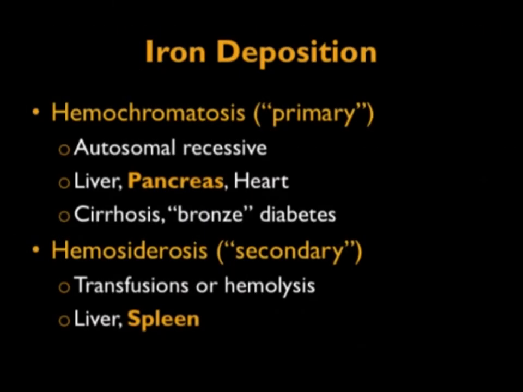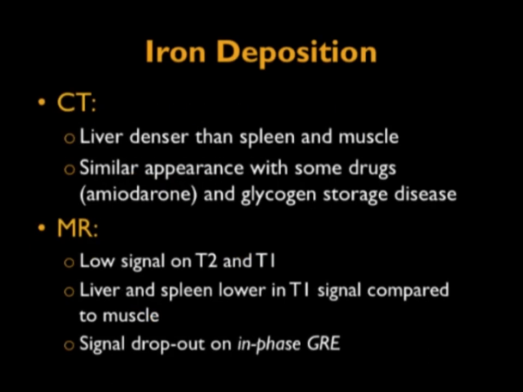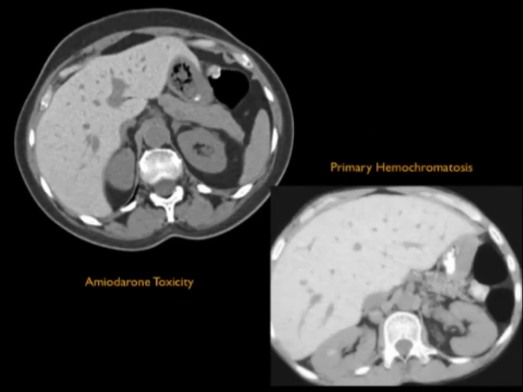One last thing I'll mention is iron deposition, hemochromatosis. We spoke at the start of this talk about fatty infiltration and the liver being of low density. We talk about high density things, hemochromatosis, hemosiderosis. On CT, the liver is denser than the spleen and muscle by at least 30 or 40 Hounsfield units. You can get a similar appearance with amiodarone toxicity or glycogen storage disease. On MR, there's a low signal on T1 and T2, with the liver and spleen lower in T1 signal compared to muscle. And here's just a nice example, non-contrast CT.